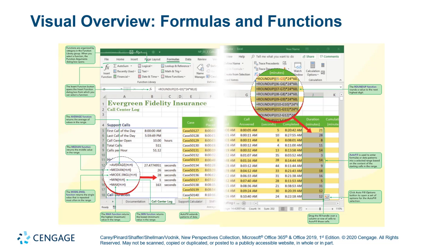The median function will return the middle value of that same range. The MODE.SNGL function returns the single value that is repeated the most often in a range. The next two functions: the min function returns the smallest value or the lowest number within the range, and max returns the largest or highest value within the same range.